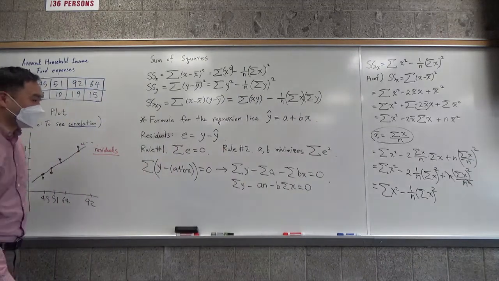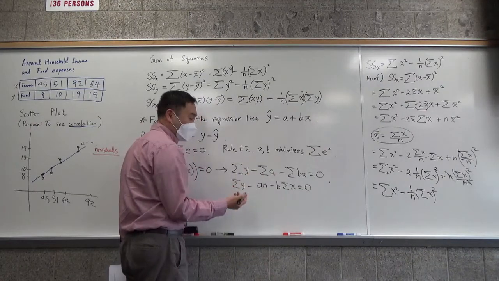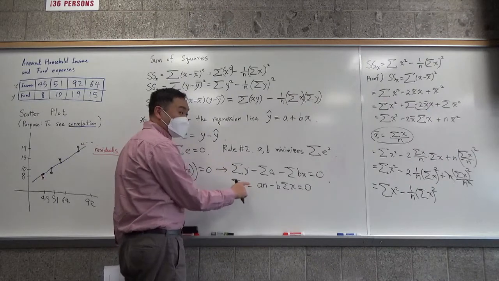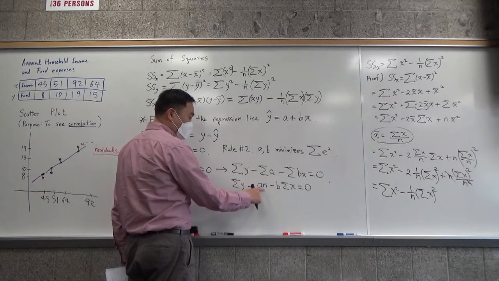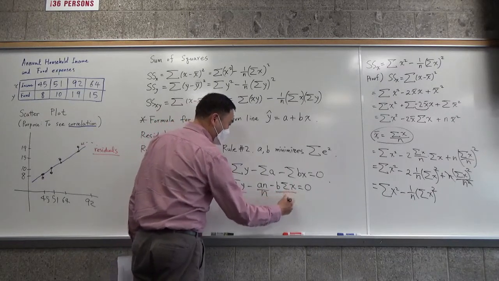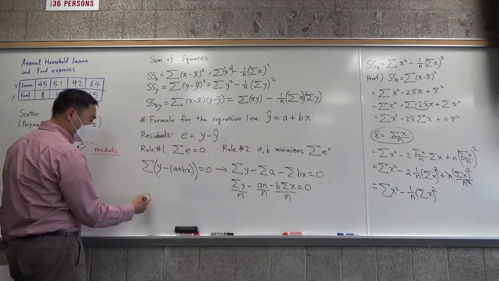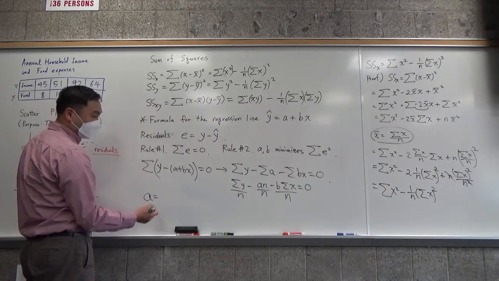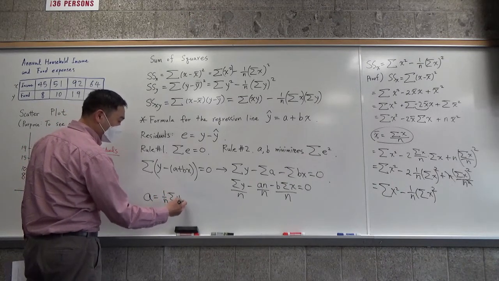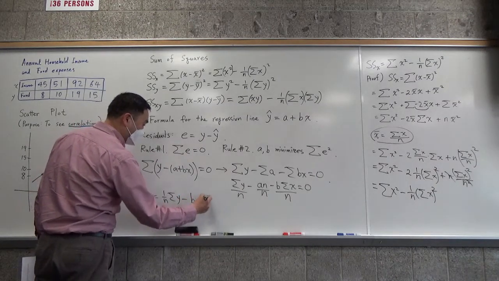And I look at this and say, hey, I think this is a good equation for me to solve for A. You have two options. You can solve for A or solve for B, but you get something more meaningful if you solve for A. So what you do is you can divide everything by N, and move this to the other side, and the result is that you get A equals 1 over n summation of y minus b times 1 over n summation of x.